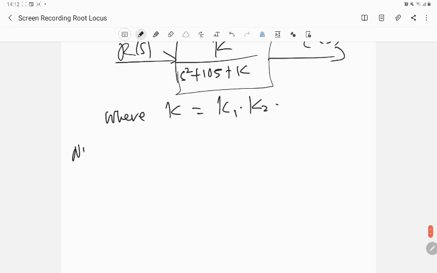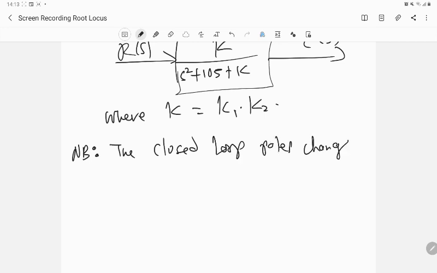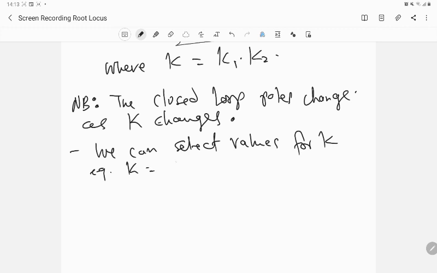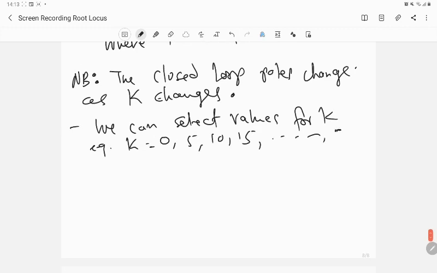Now, as we have discussed before, we can note that the closed loop poles change as K changes. So changing the gain is going to change the closed loop pole locations. For example, we can select values for K, such as K equals 0, 5, 10, 15, and so on up to maybe 50.